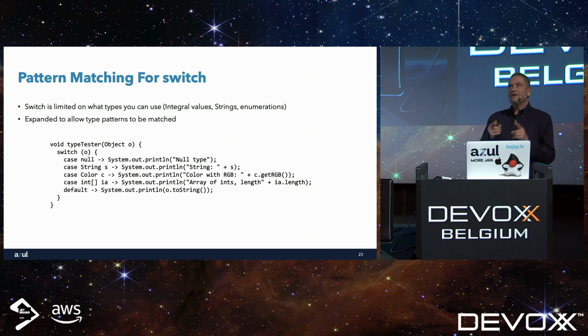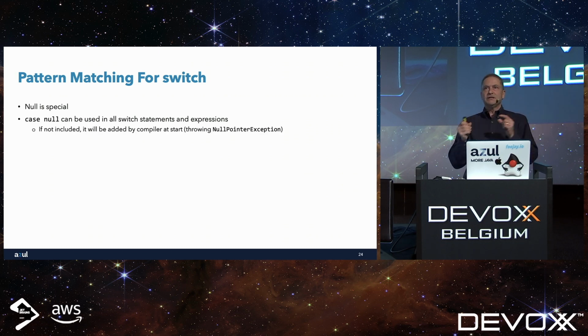Now we can't have a case for a primitive because a primitive is not a type strictly in Java, but an array of primitives is. So we can have a case for int array, which we use the square brackets for, call that ia as the pattern variable, and then we can print out the length of the array afterwards. And of course, we can have our default there just to say, okay, it's not one of the others.